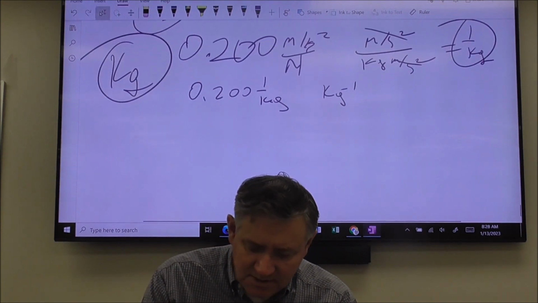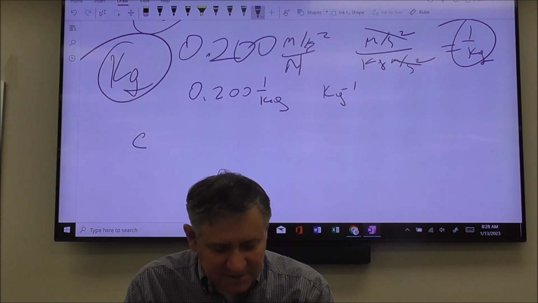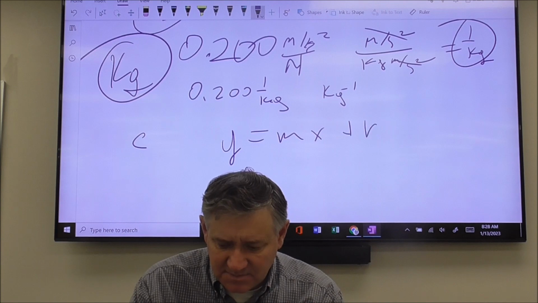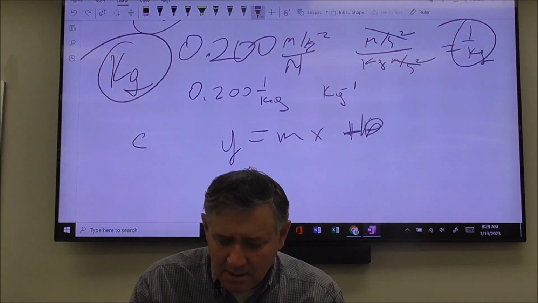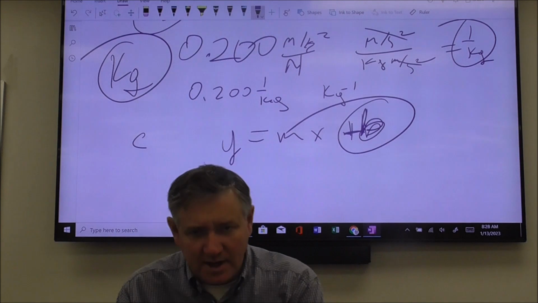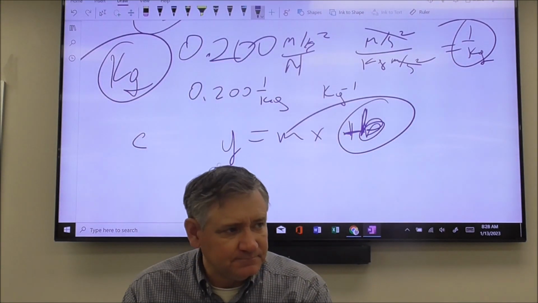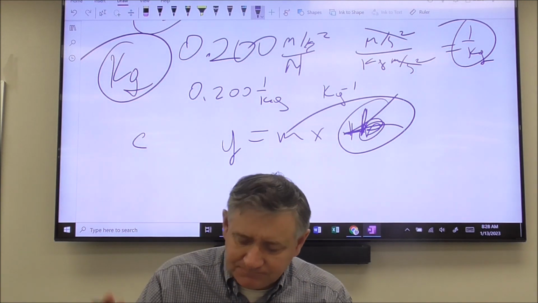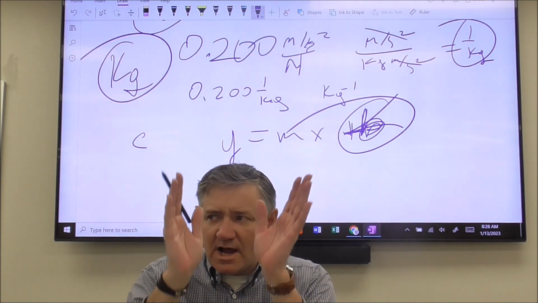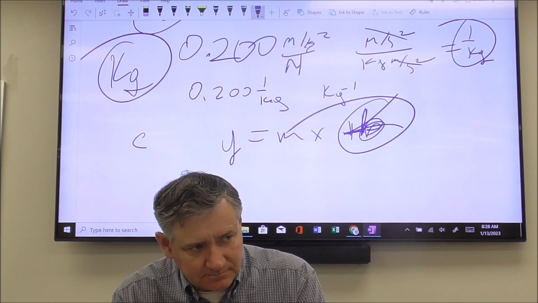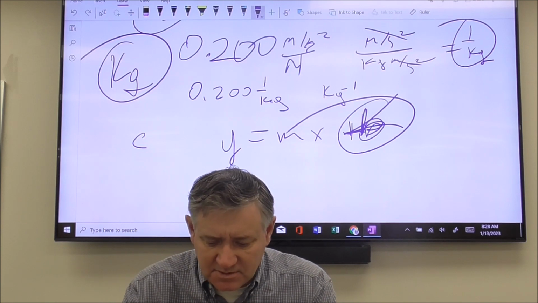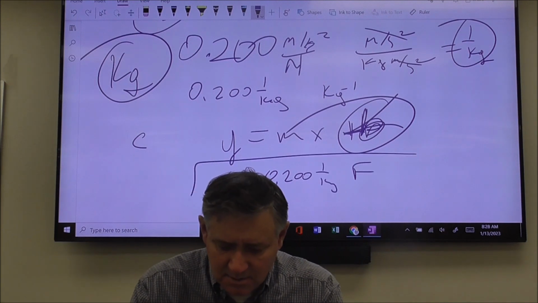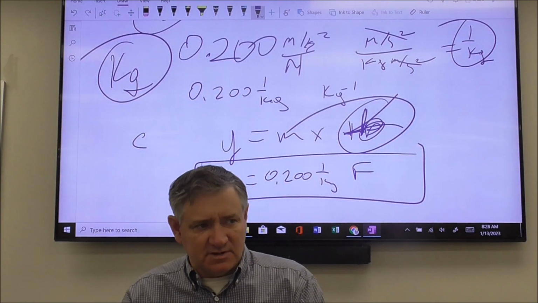So on C, let's back up a little bit. I asked you to write the general equation for the line. So this is linear. It's y equals mx plus b. Am I going to have to worry about the y-intercept? Why? Yeah, 0. Graph starts at 0, 0, no force, no acceleration, right? So what's graphed on the y-axis? Acceleration. So I'm going to put a equals, and then you're going to have your slope times your force. So this is what I'm looking for on C.